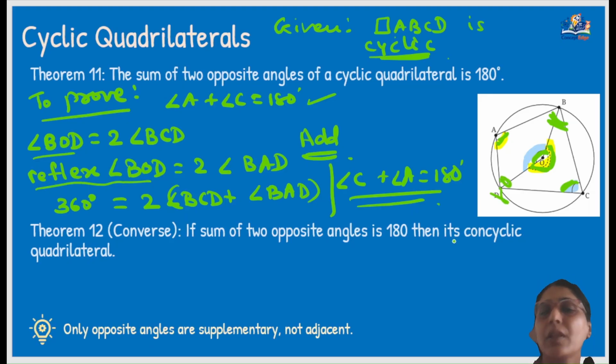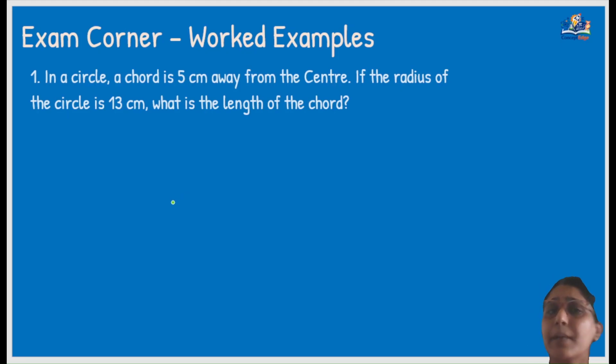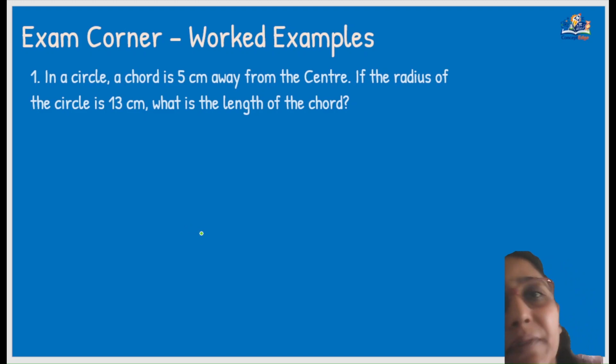Now the converse of this is also true. If the sum of two opposite angles is 180, then it is a concyclic quadrilateral. So this is what the theorem says. Now we'll solve some important exam based questions, so that you can practice and your circle chapter will be thorough.